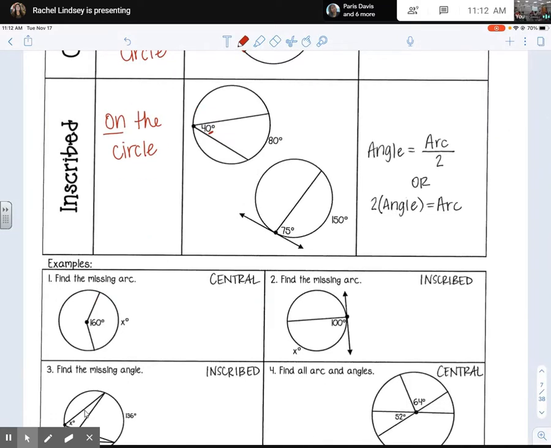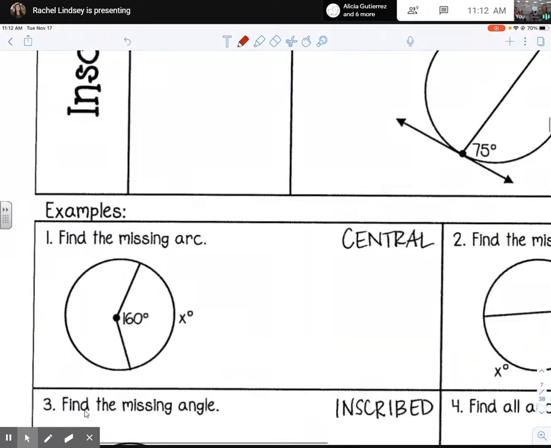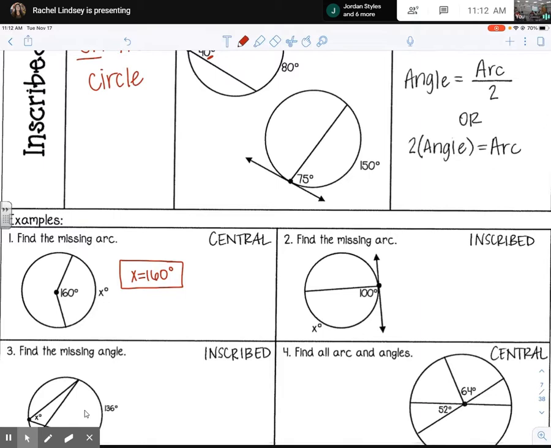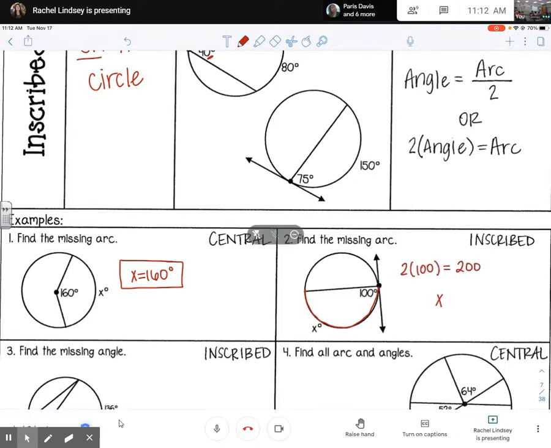Looking down at the bottom, I have a central angle on number 1. What do I know about central angles and their arcs? They are the same. So here, x would equal 160. Okay, I have an inscribed angle of 100, and I want to find its arc. So 2 times angle equals arc with inscribed. 2 times 100 is 200. So x equals 200.